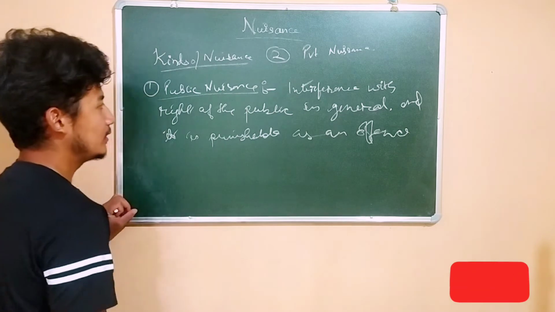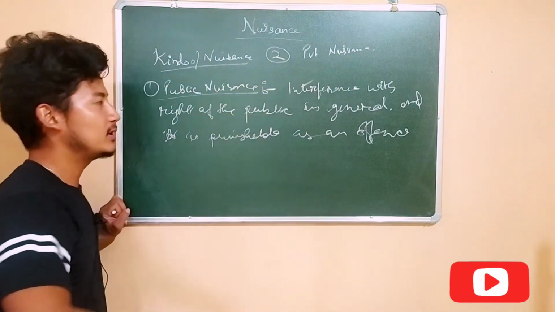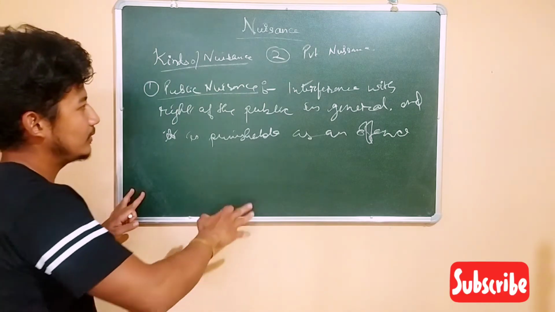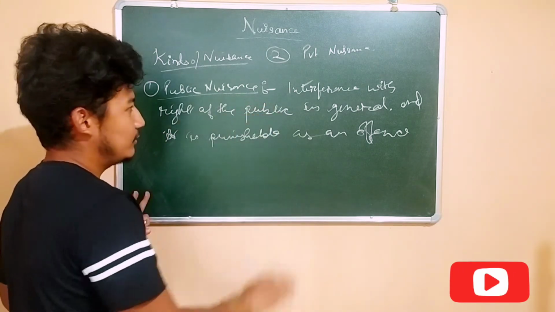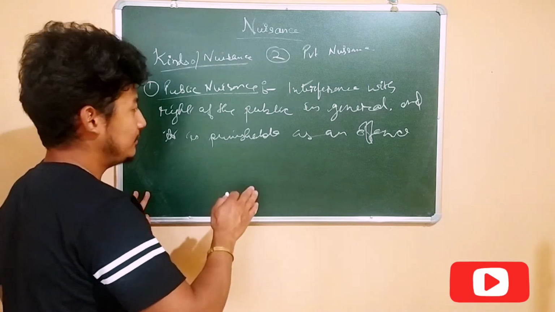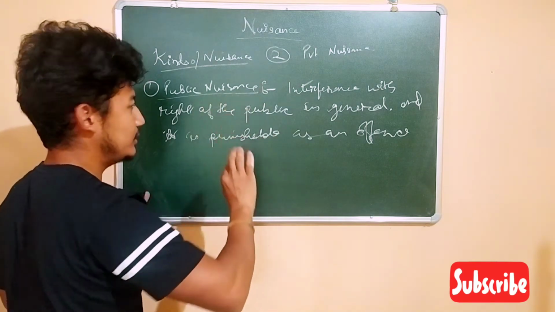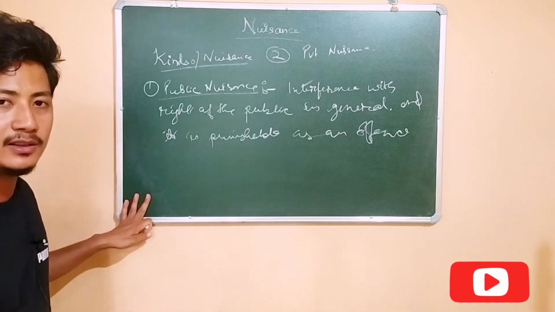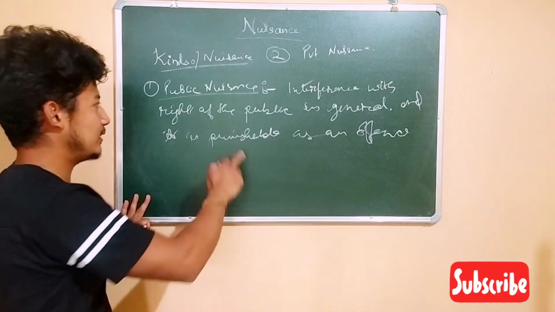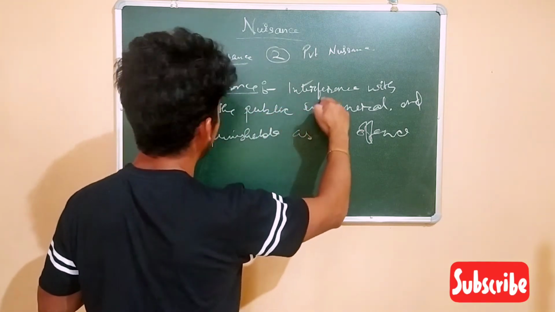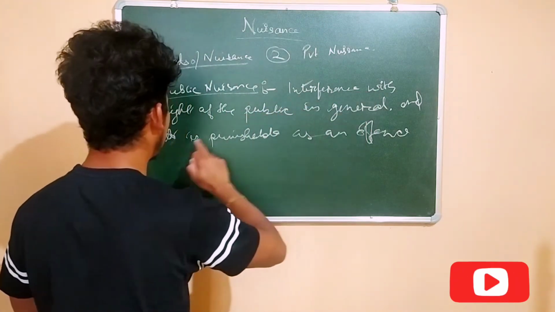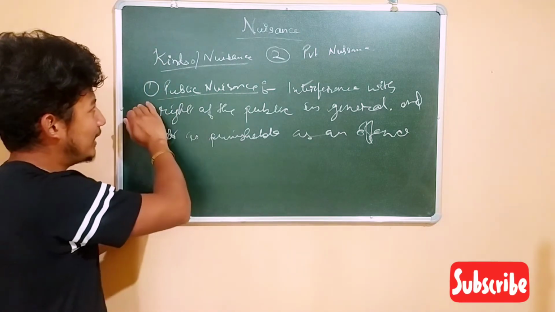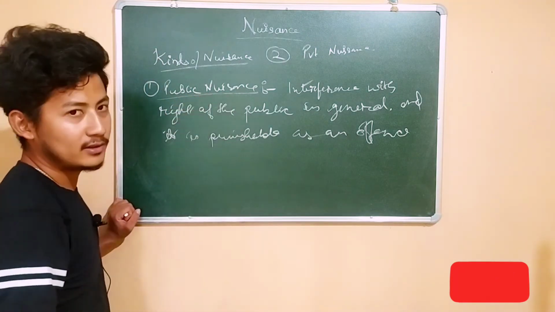So private nuisance is a civil wrong and public nuisance is a criminal wrong. Public nuisance is generally always a criminal wrong, unless a particular special damage is suffered by the plaintiff. In other words, it is interference with the right of the public in general, and it is punishable as an offense. So why did the law make public nuisance a crime?